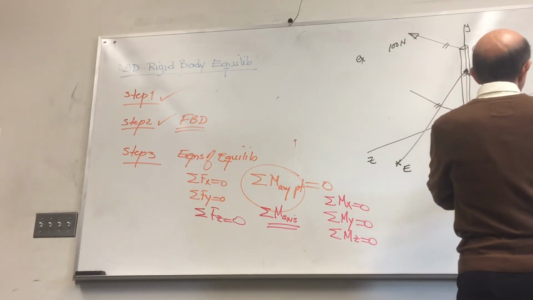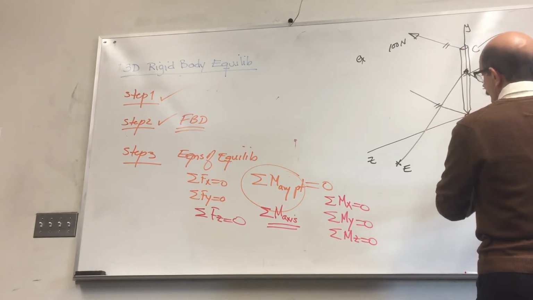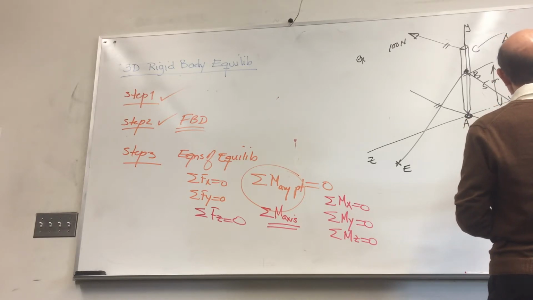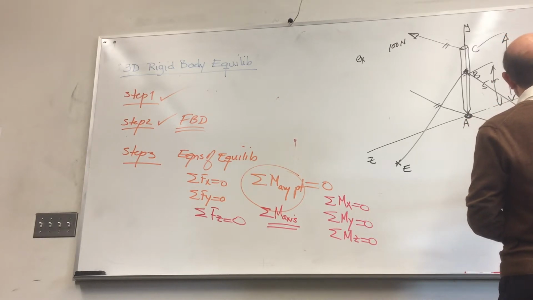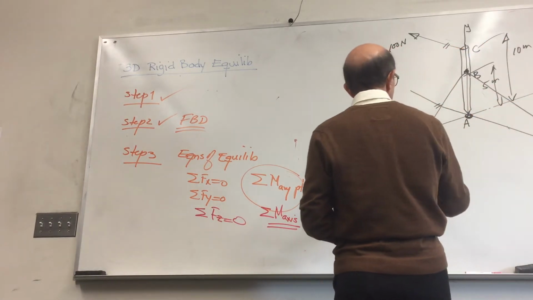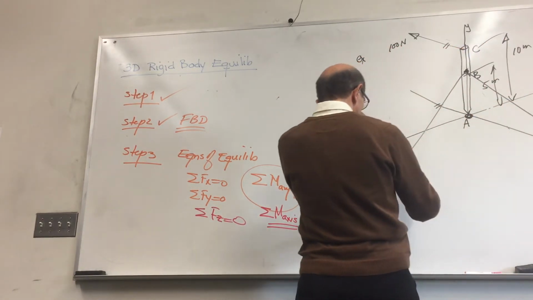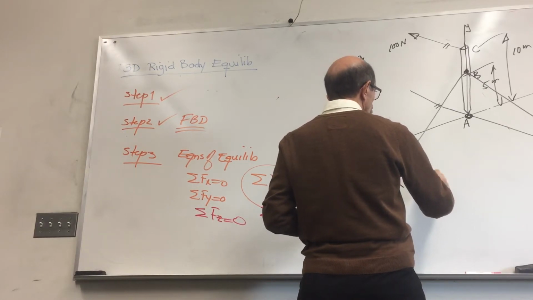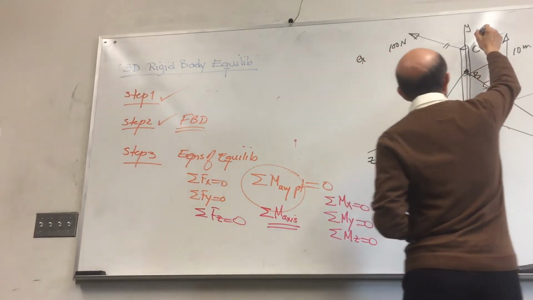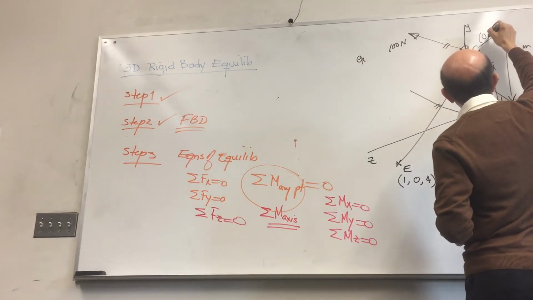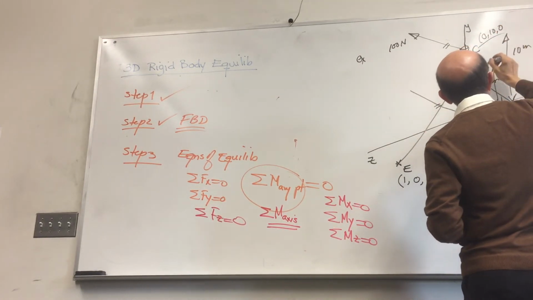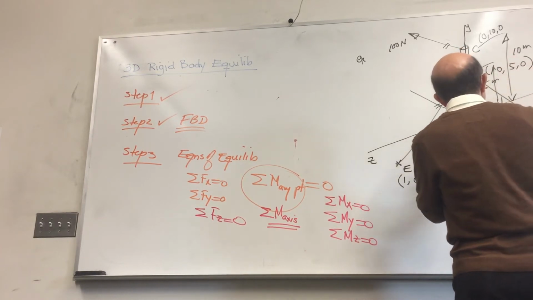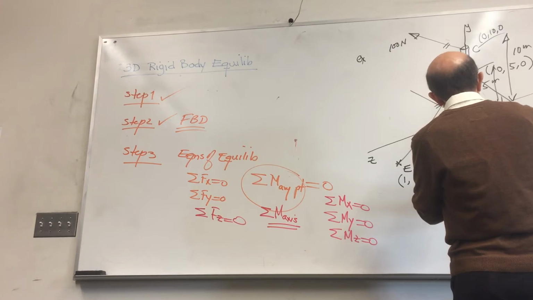So let's say, I just make it easy. Coordinates of D are given maybe as 2, 0, and negative 1. Coordinates of E are given as 1, 0, and 4. C obviously is given as 0, 10, 0. B is given as 0, 5, 0. And A is 0, 0, 0.